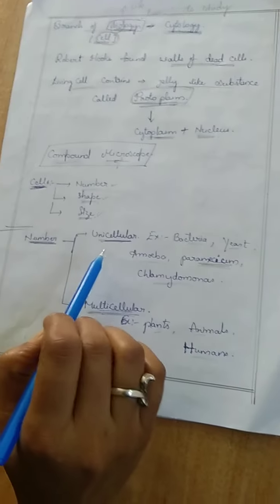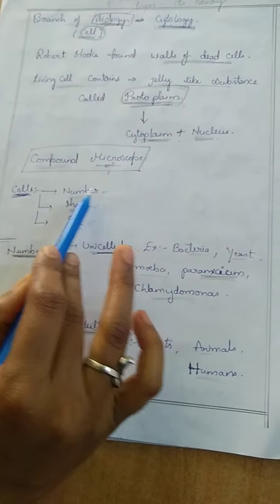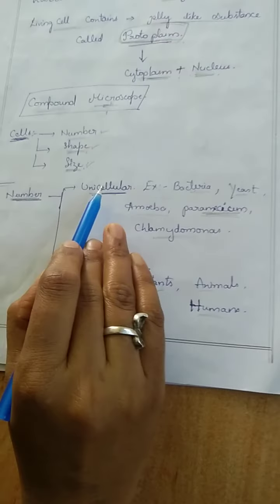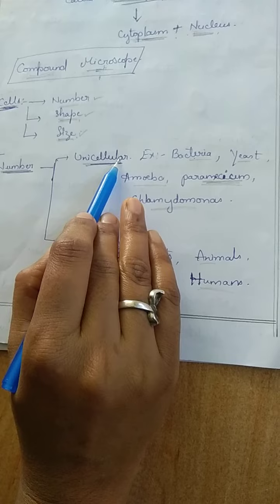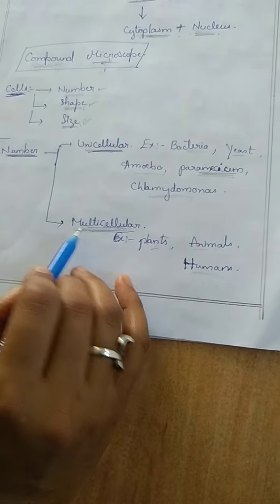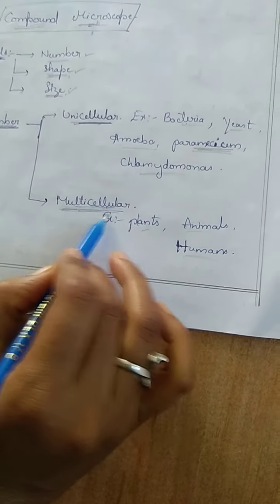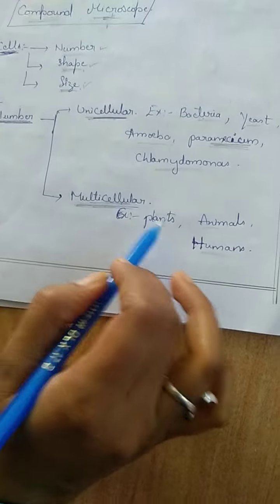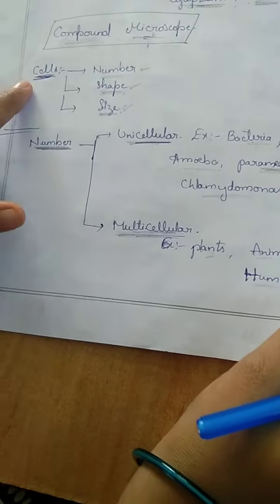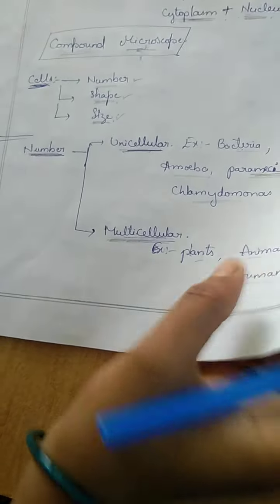Let's continue our video. The cells are classified based on number, shape and size. Coming to number, if a single cell is present, those are known as unicellular organisms. Examples: bacteria, yeast, amoeba, paramecium, chlamydomonas. If more than one cell is present, those are multicellular organisms. Examples: plants, animals and humans. And now cells are divided based on shape.